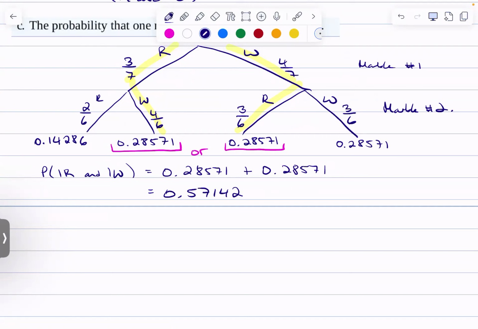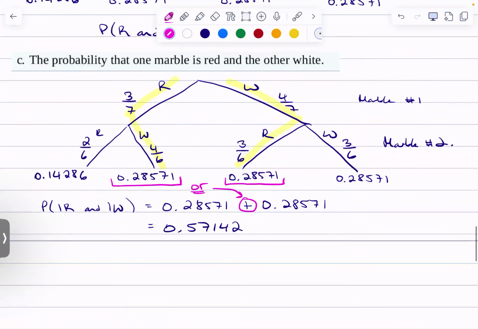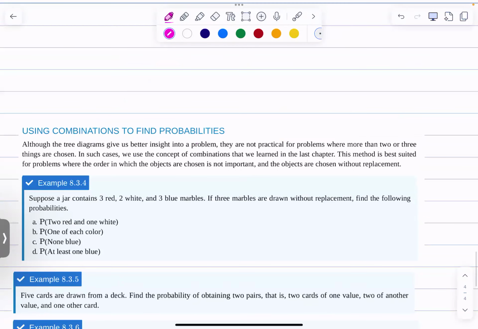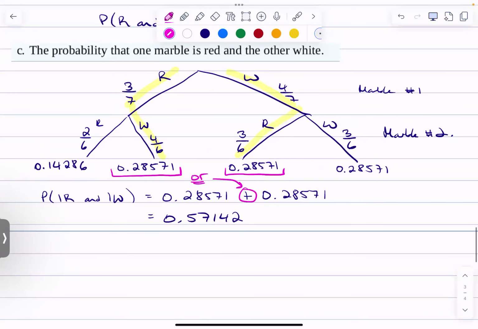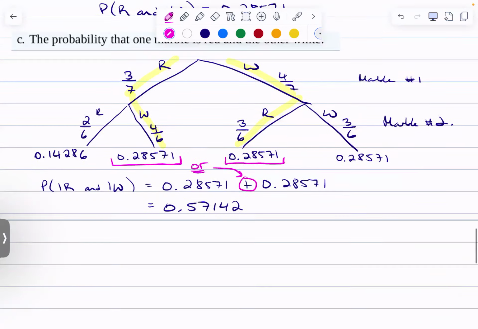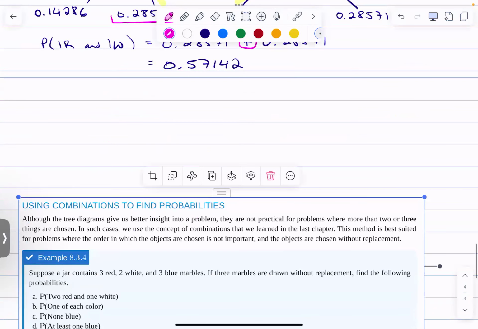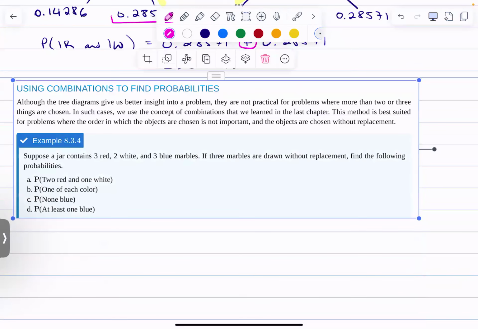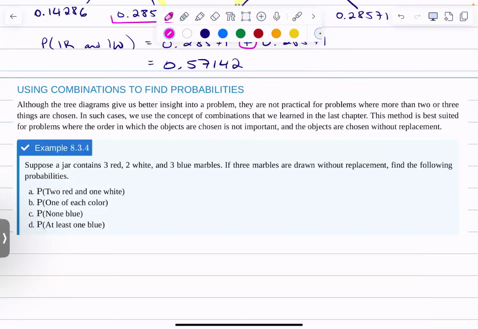Nice. So OR is what gives us this addition. Nice. Any questions about that one? You don't get a say. But I like, all right, moving on. It's easy for me.